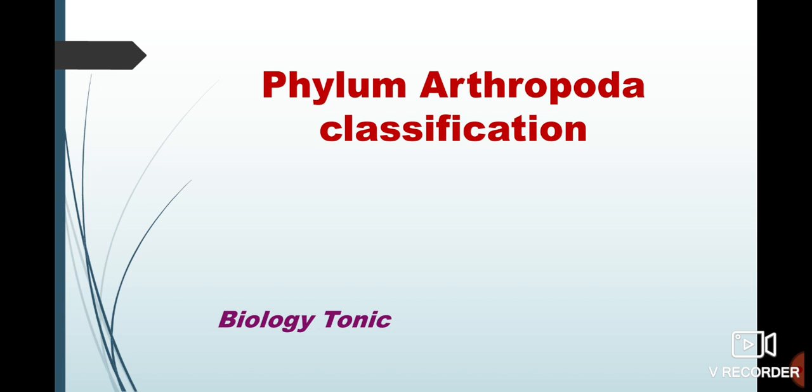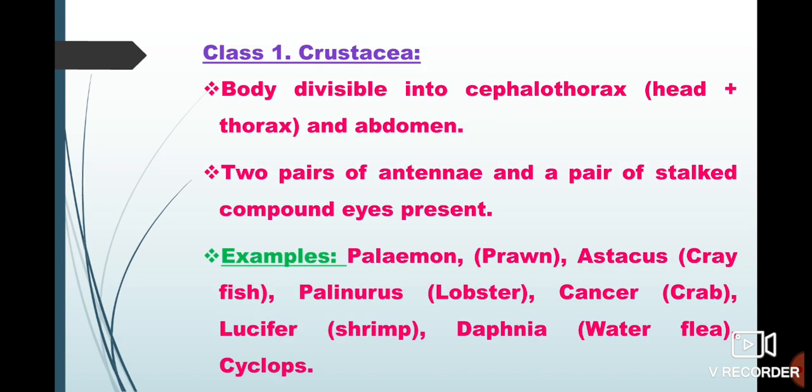Now let's discuss the classification, or let's see what the different classes of phylum Arthropoda are. The first class of phylum Arthropoda is class Crustacea. Let me tell you how we have classified this phylum Arthropoda. On the basis of body divisions and the presence or absence of certain appendages, we have classified it into five classes. And the first class is class Crustacea.